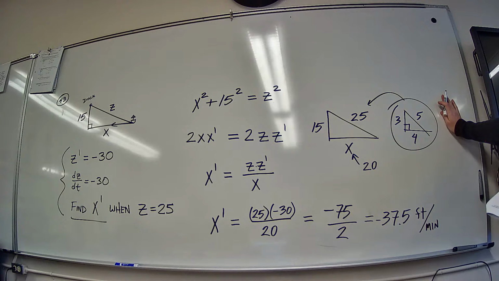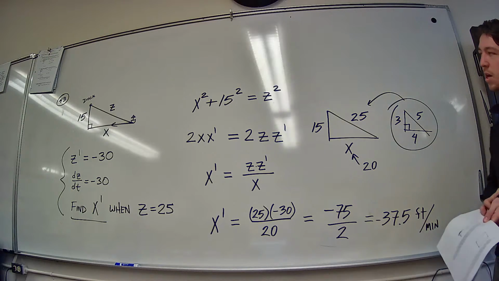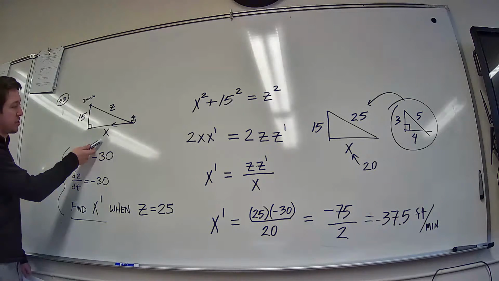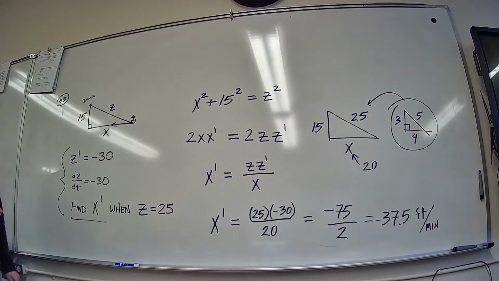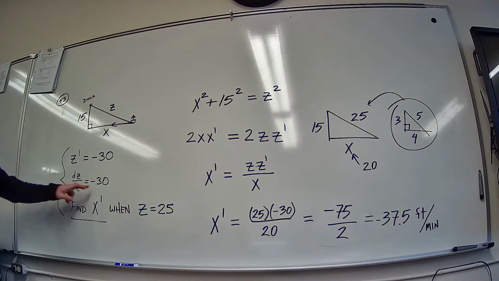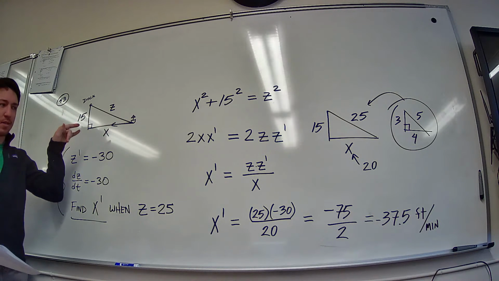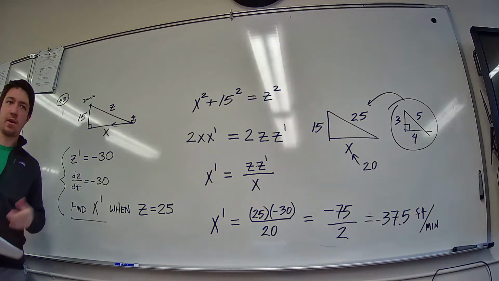Beautiful. Do you find that answer surprising? I do. Why? Because you might think intuitively that since x is smaller than z, its rate of change would be smaller, but we find that's not the case. Right? Z, the rope, is shrinking by 30 feet per minute, but x is shrinking at 37.5 feet per minute.